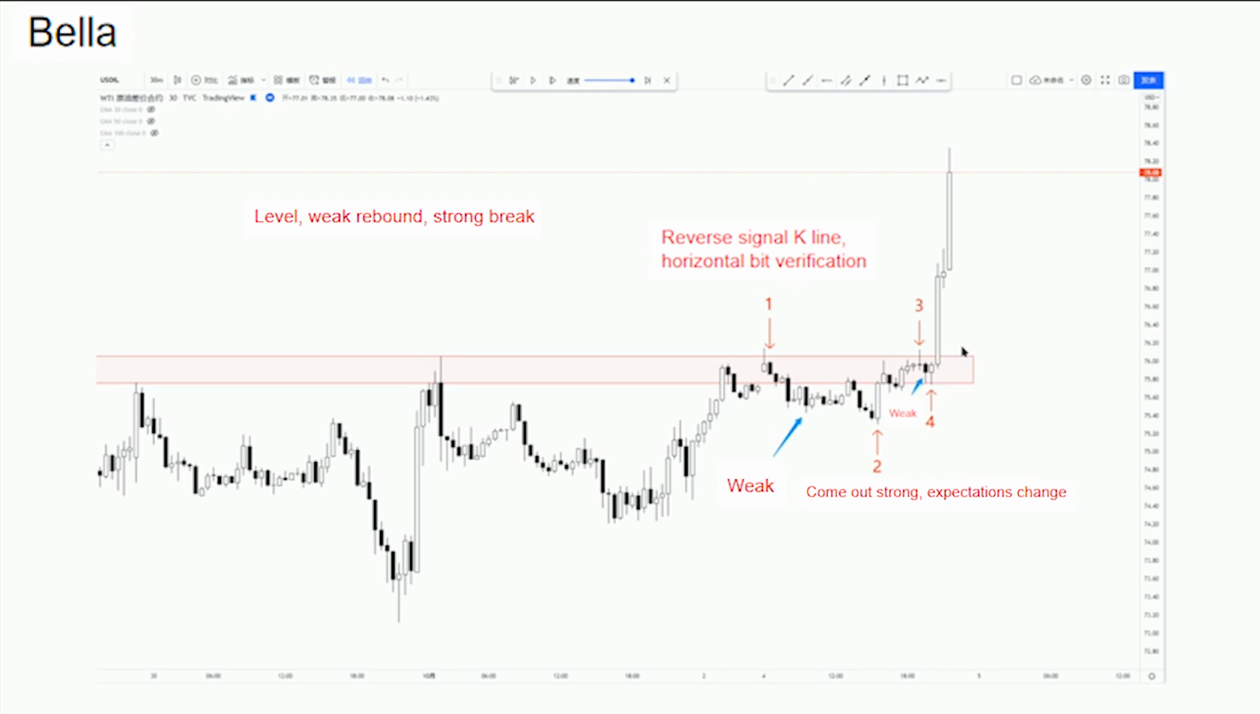It is recommended that we look for such a weak rebound strong breakthrough case. Some will rebound 3 K lines, some will rebound 5 K lines. The key is that we have to read the strength of the price movement energy change. Just as a quick review, if there's a lot of overlap in the K line with the long shadow, that's a sign of weakness.